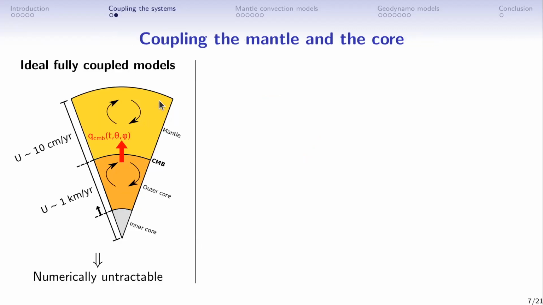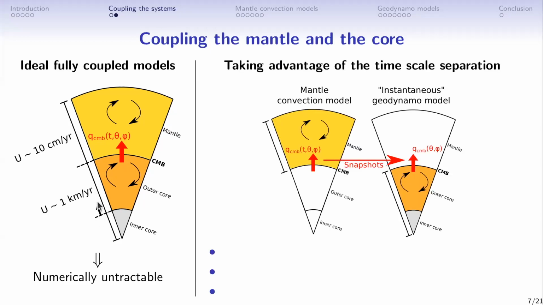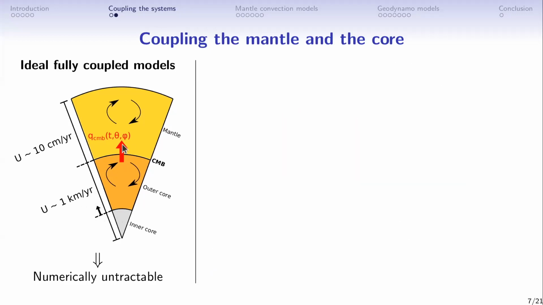So to couple both systems, ideally, we would like to simulate both together with a mantle convection that would control a time-dependent CMB flux and a core convection that would respond to its time-dependent forcing, with potentially also a growing inner core. But this is not tractable numerically due to the different timescales between these two systems, notably.